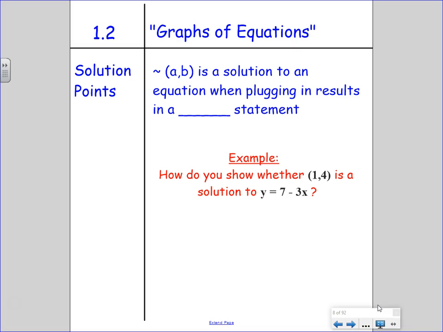Can anybody say how to fill in the blank? A solution to an equation is a point in which my plugging in results in what kind of statement? Okay, so let's do the example and see if we can figure it out. And for those of you that knew it and didn't say it, be confident and shout it out. Don't shout. What do you guys think? What does this statement tell us to do with that point to check whether or not it's a solution? Plug it in. Yeah. Right?